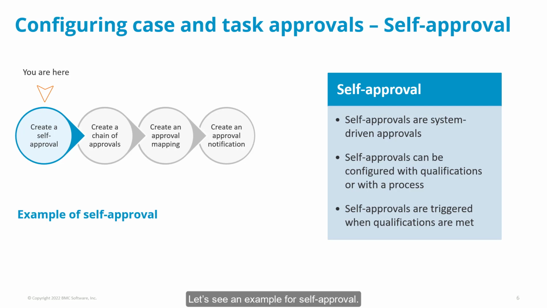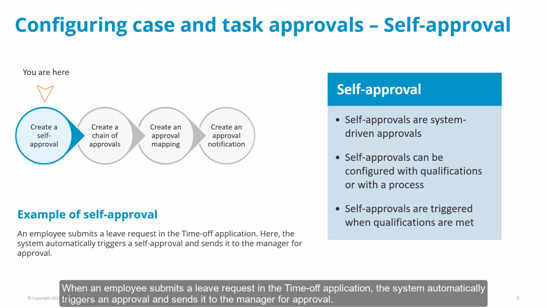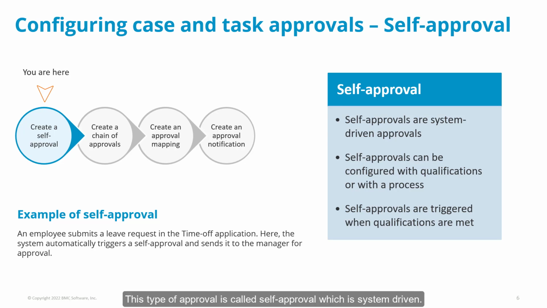Let's see an example for self-approval. When an employee submits a leave request in the time-off application, the system automatically triggers an approval and sends it to the manager for approval. This type of approval is called self-approval, which is system-driven.